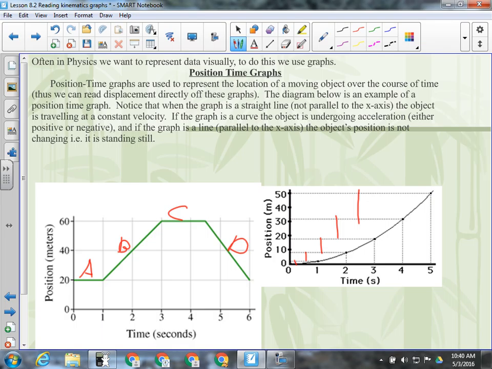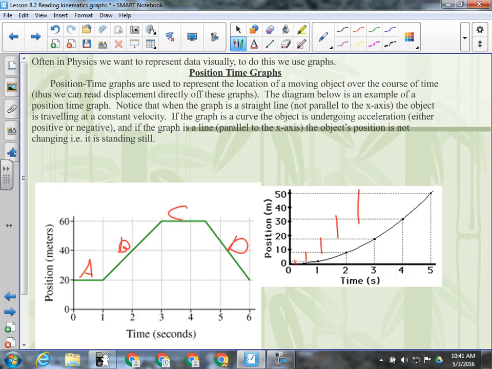All right? So I've got to be able to look at that graph and say, in part A, the object's position is not changing, therefore it is standing still. In part B, the object's position is changing in a positive direction. It is traveling at a constant velocity forwards. Part C, not moving. Part D, position is changing in a negative direction. The object is moving backwards at a constant velocity. That would be the level of detail that would be required for a question like that.